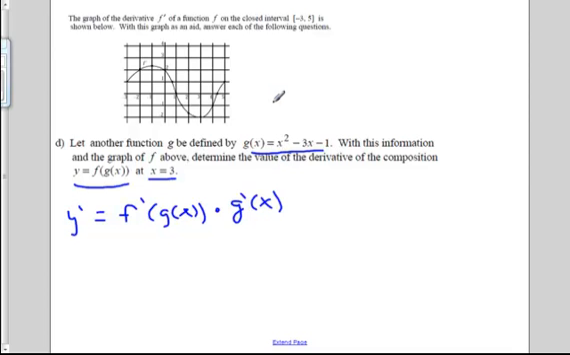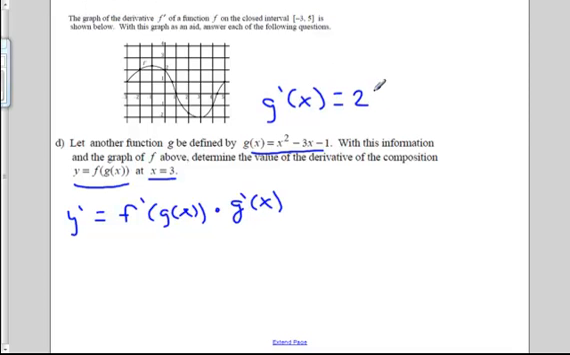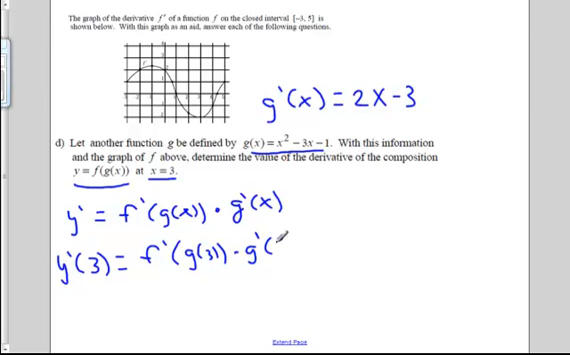Well, let's do g prime of x over here. G prime of x equals 2x minus 3. And we're trying to find the derivative at 3. So we're trying to find the derivative when x equals 3. So we're talking about f prime of g of 3 times g prime of 3.